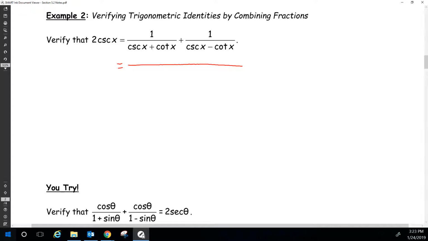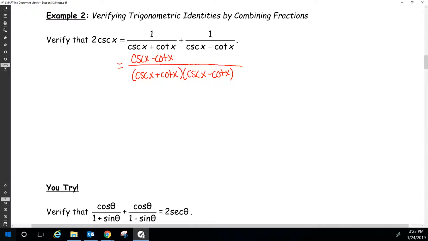My common denominator for this one is going to be this guy times this guy. It's going to be long. So cosecant x plus cotangent x times cosecant x minus cotangent x. All right, since we've got some fraction math here, to go from our first denominator to our common denominator, we multiply it by this second denominator. So I need to multiply the 1 times this guy. Since it's just 1, this is going to be cosecant x minus cotangent x.